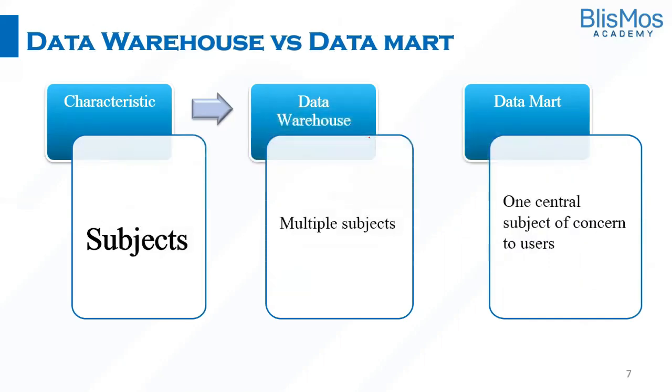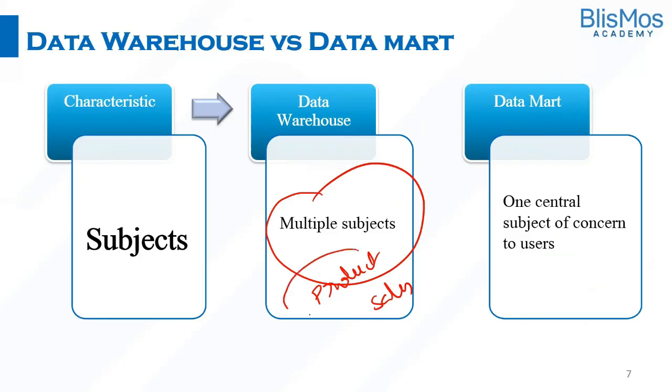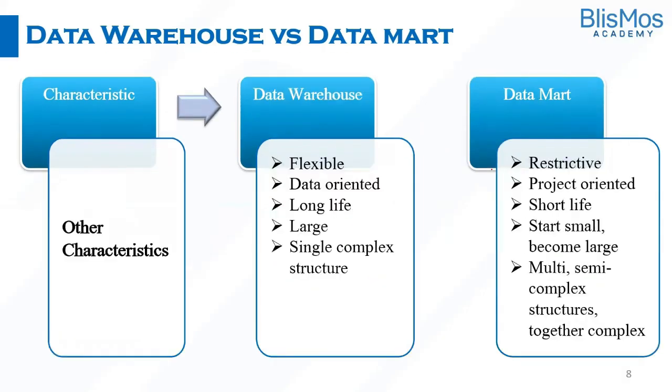In terms of subjects, a data warehouse will have multiple subjects as we already discussed, like product, sales, accounts. But a data mart will take one of those and we'll make a data mart out of it. It's like one central subject of interest for the users. How about other characteristics? A data warehouse is flexible, meaning we can dump any kind of data here. A data mart, since we create it to be pertinent to only one subject, is restrictive. It is data oriented and it is project oriented.